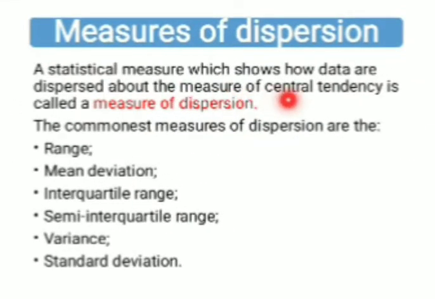Now, you recall that we said that measures of central tendency is a quantity which gives us a picture of the center of the data. But measure of dispersion is a statistical measure which shows how data are dispersed or spread about the measure of central tendency. The commonest measures of dispersion are range, mean deviation, interquartile range, semi-interquartile range, variance, and standard deviation. But throughout this video, we're going to concentrate on range and then mean deviation.